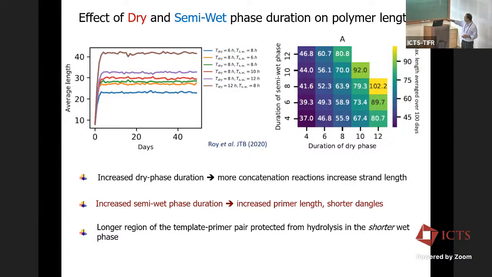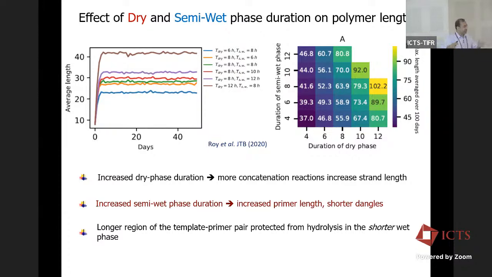And you can see it from here also. This is the distribution of the maximum length averaged over several days. And as the duration of the dry and semi-wet phase is changed, when the duration of all 3 phases are equal, the maximum length that you get is of the order of 64.